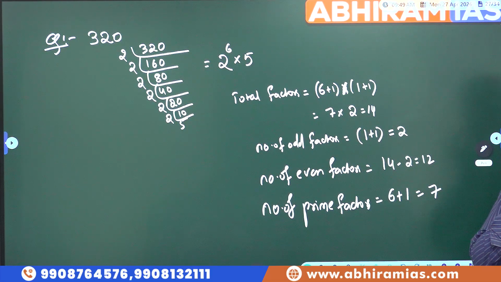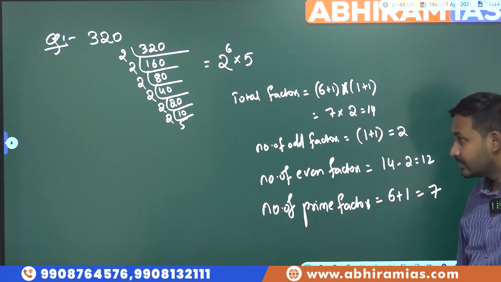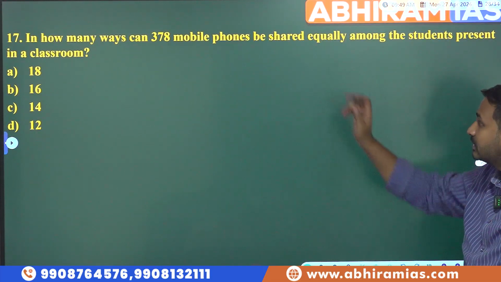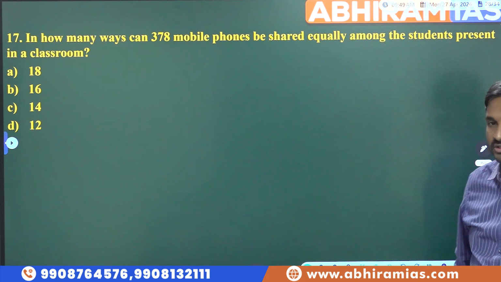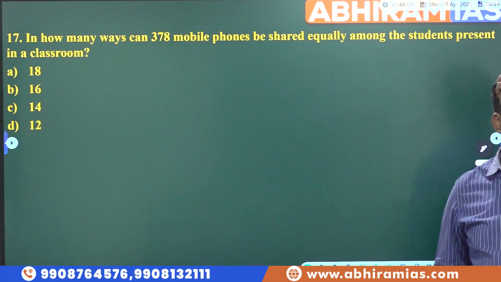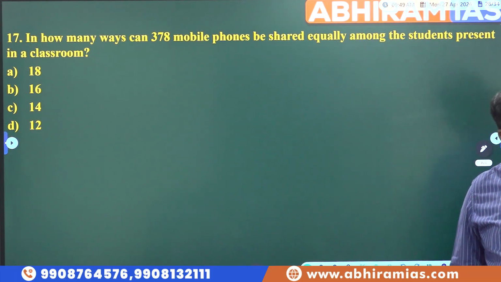Okay, right? Then next one. Please see this question. In how many ways can 378 mobile phones be shared equally among the students present in a classroom? I should share 378 mobile phones equally among the students in a classroom. How is it possible? Tell me in how many ways it is possible.